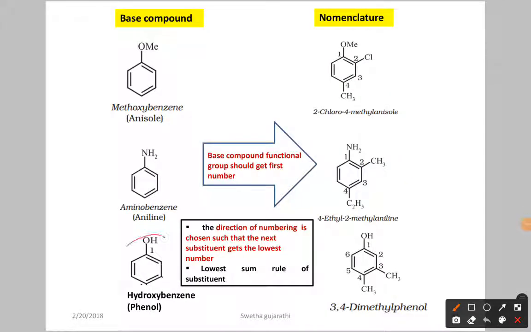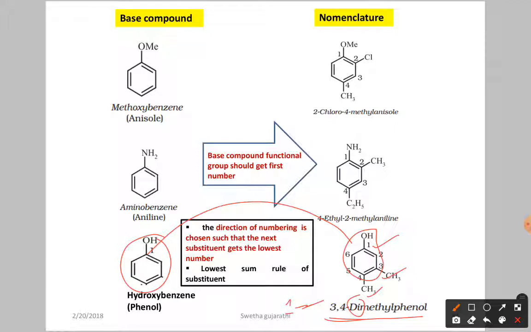Next, for this we have the base compound. This total we have as the base compound and we are writing it as the word phenol. Now here 3,4-dimethyl. Why? Because at third position and fourth position we have the methyl. So 3,4-dimethylphenol, or you can write 1-hydroxy before. Why? Because 1-hydroxy means at the first position we have the OH group, so we added 1-hydroxy.